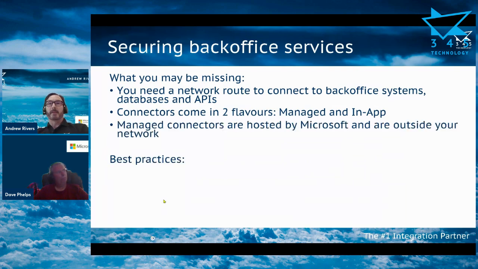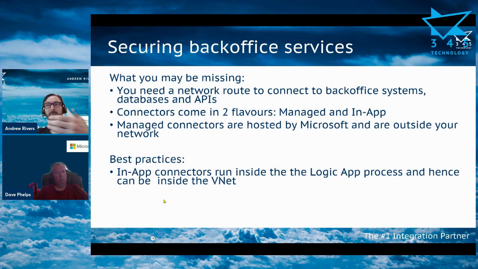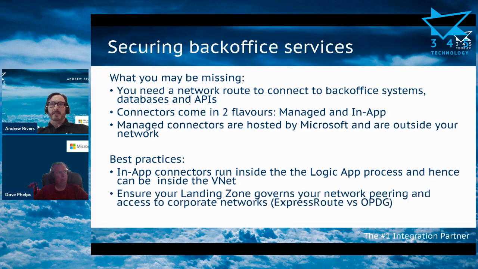So in other words, if you want to connect directly to your backend processes, then you've got in-app connectors. But also, and this is a big topic, when you do your whole landing zone, what we call the platform landing zone, where you're configuring your express routes, or ExpressRoutes if you're in America, and your hub and spoke model and how you peer your networks, you just need to think about that.